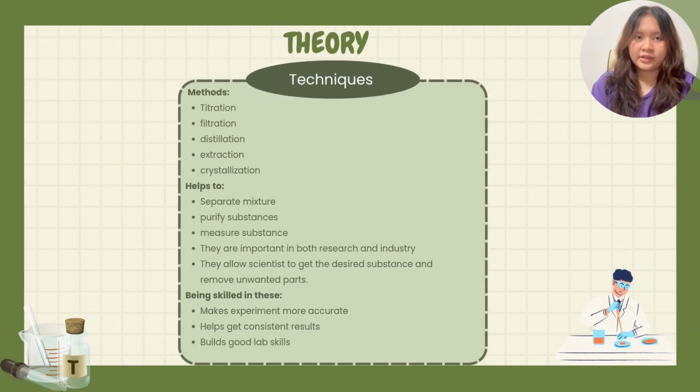Methods such as titration, filtration, distillation, extraction, and crystallization are commonly used in the laboratory. These techniques are important for separating mixtures, purifying substances, and measuring the amount of substance present. They play a key role in both scientific research and industrial processes, allowing scientists to isolate useful compounds while removing unwanted materials. Developing skill in these methods improves the accuracy and consistency of experimental results, while also helping students build strong laboratory techniques and good scientific practice.